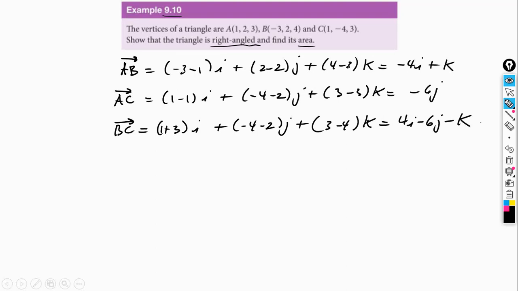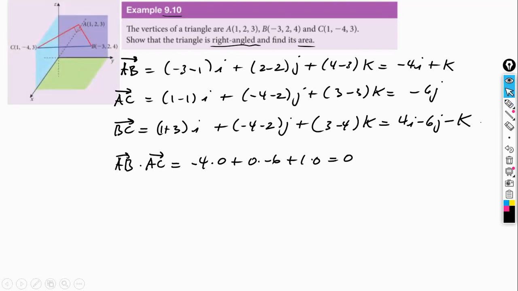Okay, so notice that if we do the dot product of AB and AC, we are going to get 0. Notice AB times AC is going to be minus 4 times 0 plus 0 times negative 6 plus 1 times 0. And this is 0. Therefore, the vectors are perpendicular, so the right angle is going to be at A. We can see this in the drawing to the left, right here.